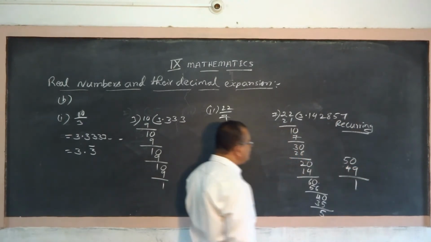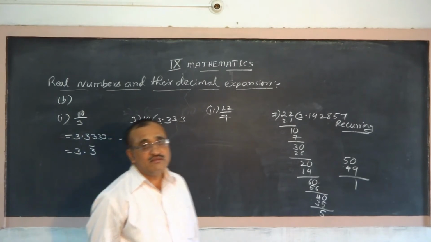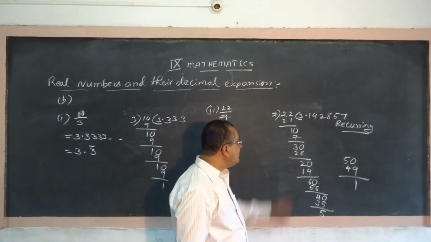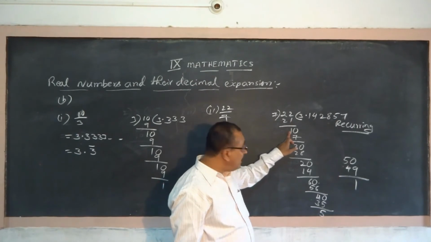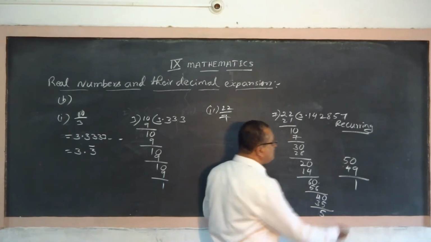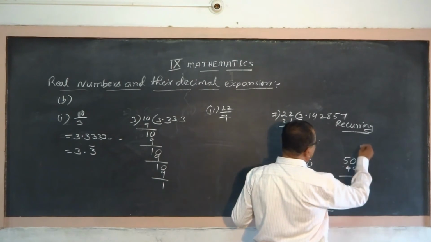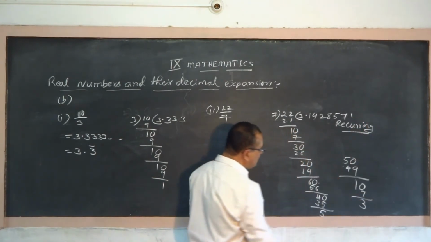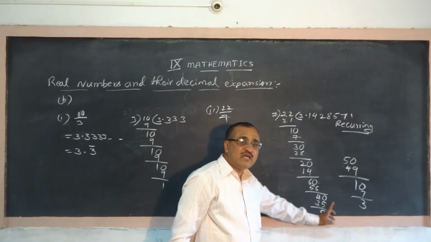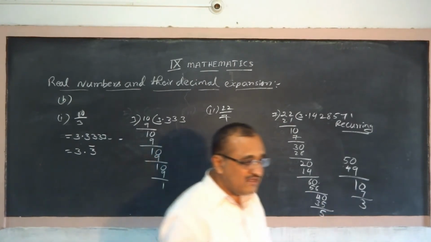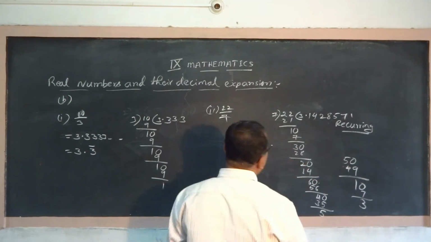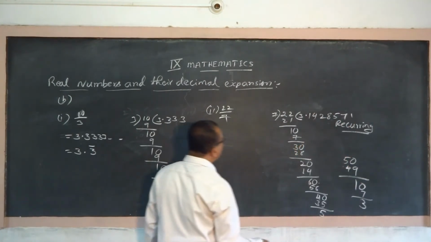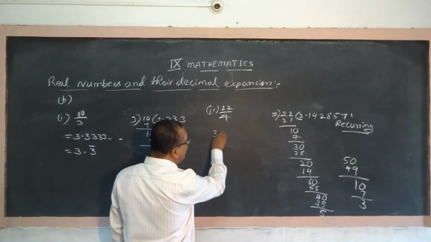Now 1 left. 21. 7 1s are 7, 3 left. It continues. The remainder again starts to repeat. So when remainders repeat, this complete decimal will repeat again.